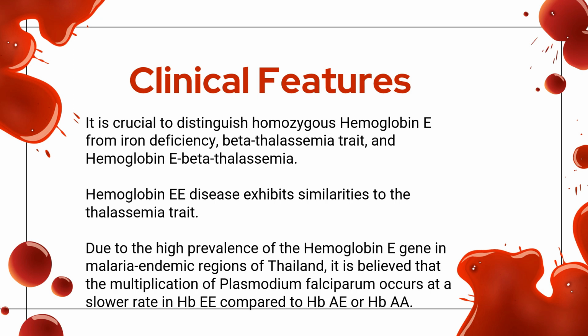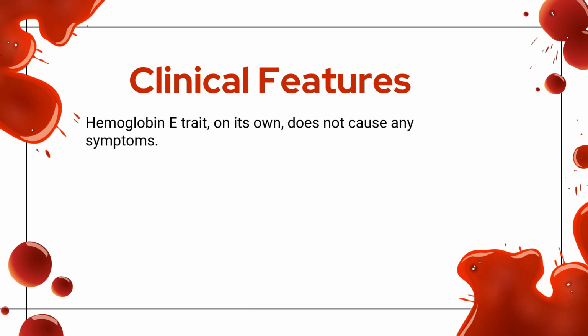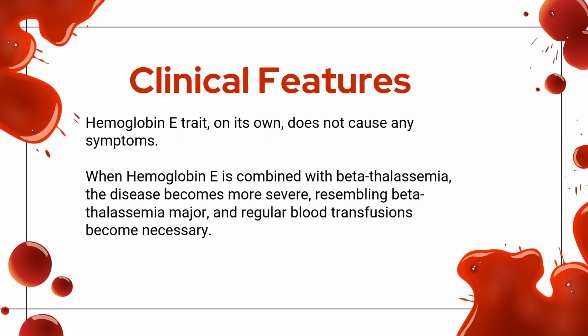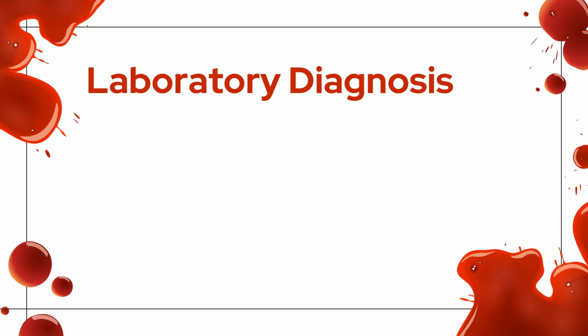Additionally, due to the high prevalence of the hemoglobin E gene in malaria-endemic regions of Thailand, it is believed that the multiplication of Plasmodium falciparum occurs at a slower rate in hemoglobin EE red blood cells compared to hemoglobin AE or hemoglobin AA red blood cells, potentially providing some protection against malaria. Hemoglobin E trait, on its own, does not cause any symptoms. However, when hemoglobin E is combined with beta thalassemia, the disease becomes more severe, resembling beta thalassemia major, and regular blood transfusions become necessary.